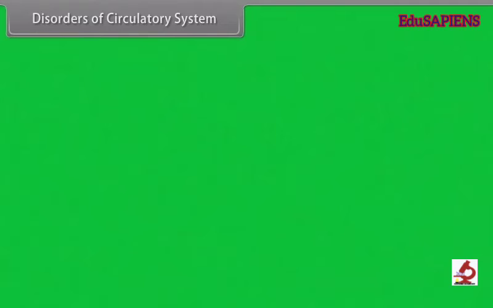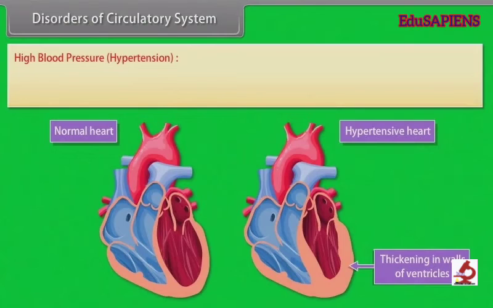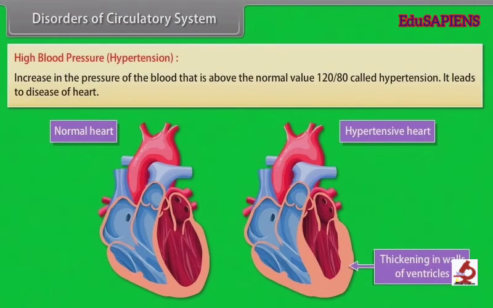Disorders of circulatory system. High blood pressure or hypertension. Increase in the pressure of the blood that is above normal value, 120/80, called hypertension. It leads to disease of heart.